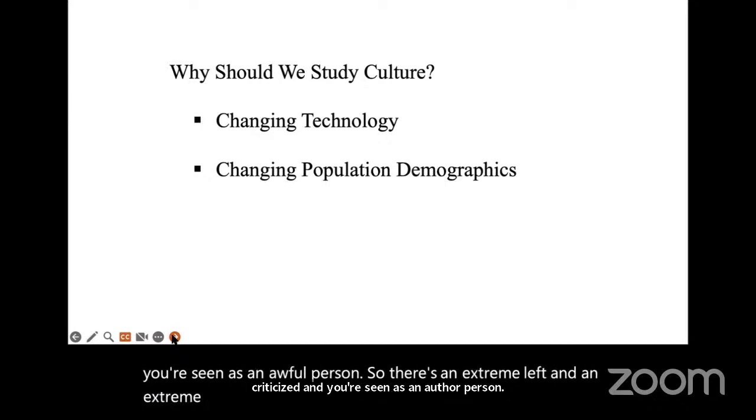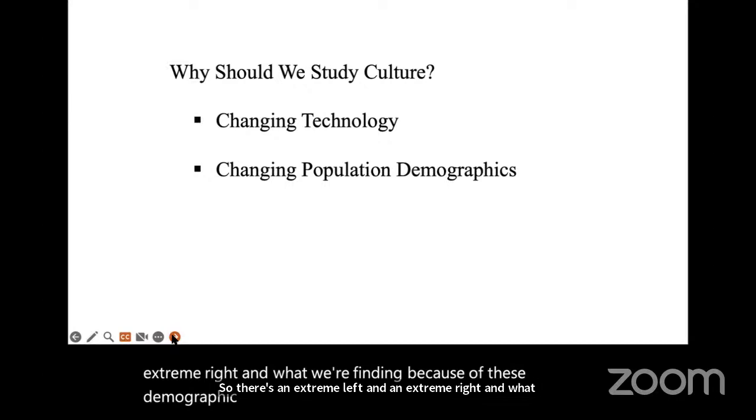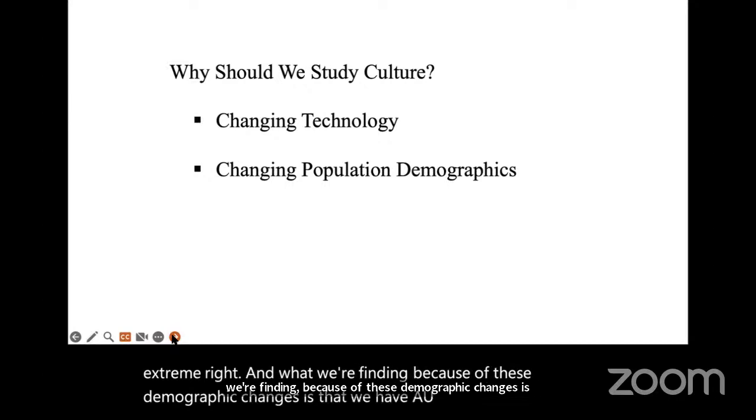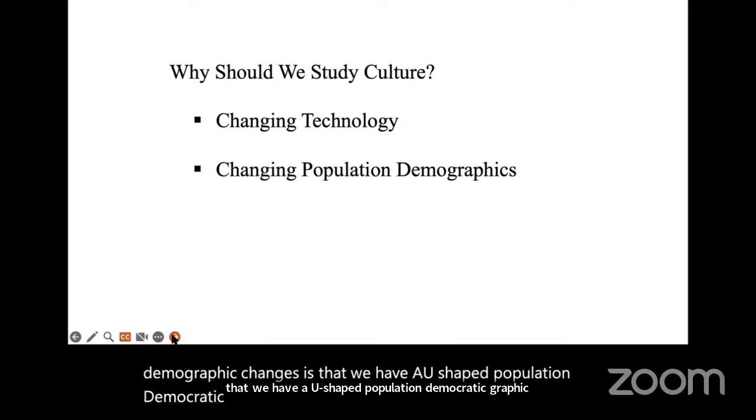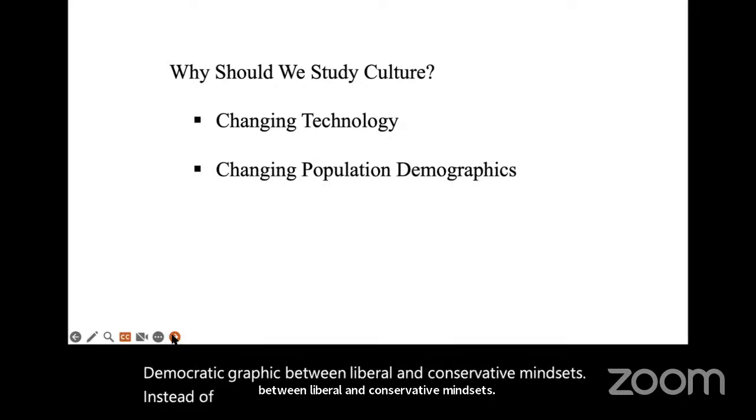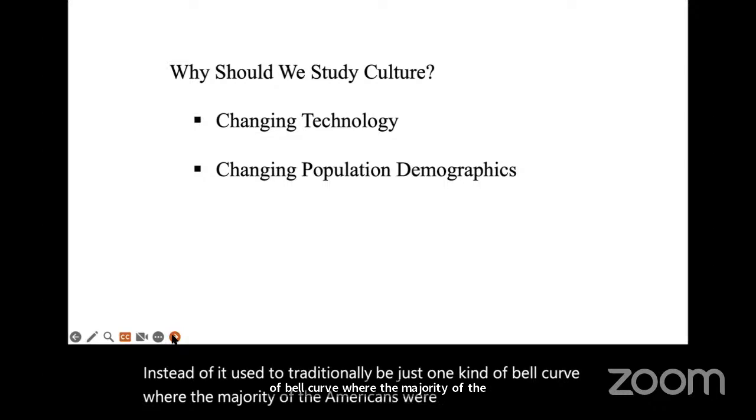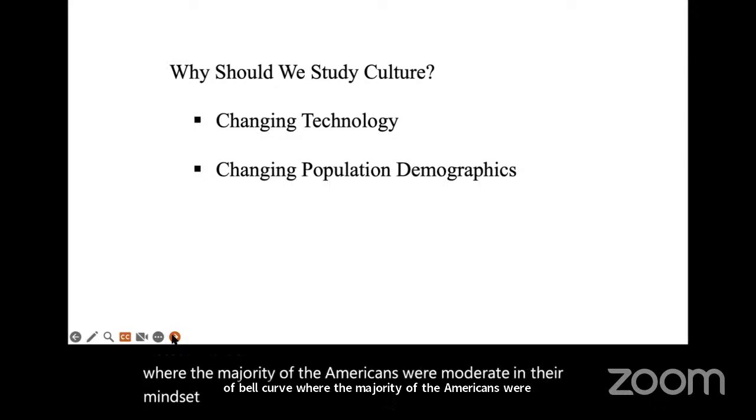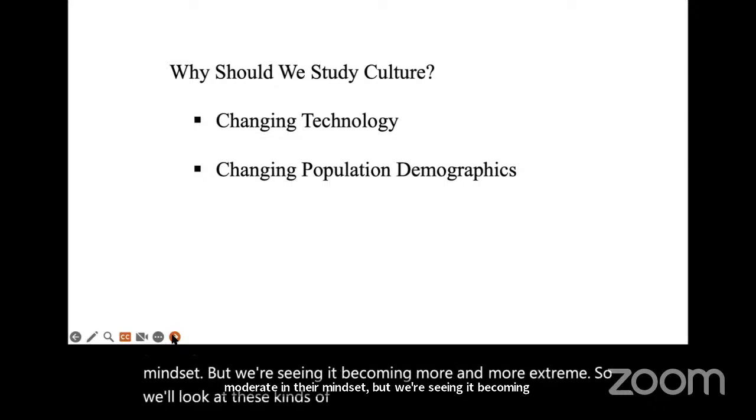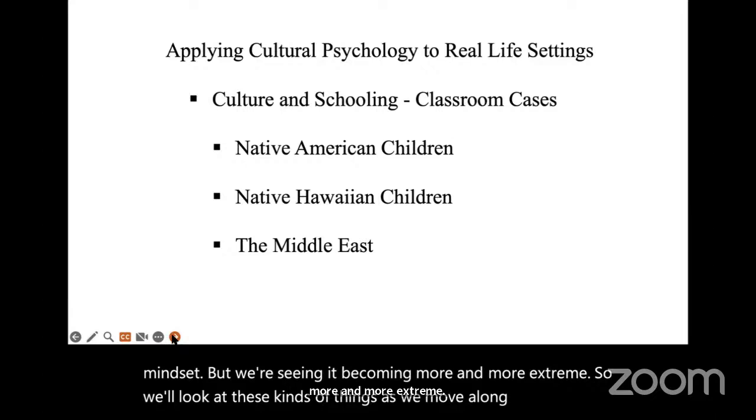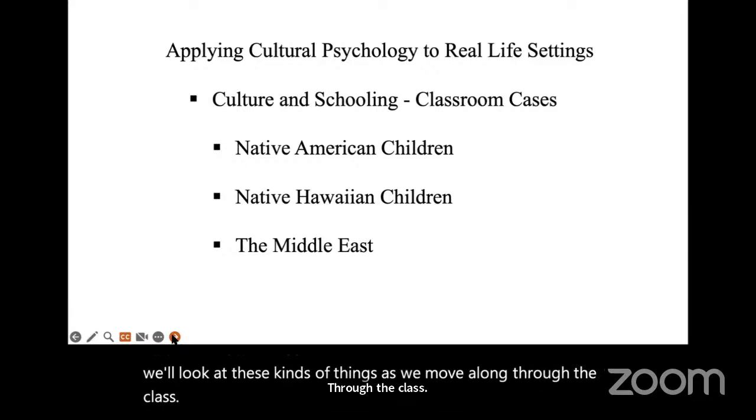And what we're finding because of these demographic changes is that we have a U-shaped population demographic graph between liberal and conservative mindsets. Instead of it traditionally being just one kind of bell curve where the majority of Americans were moderate in their mindset, we're seeing it becoming more and more extreme. So we'll look at these kinds of things as we move along through the class. All right.